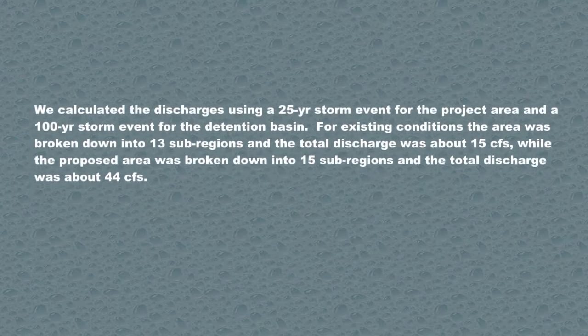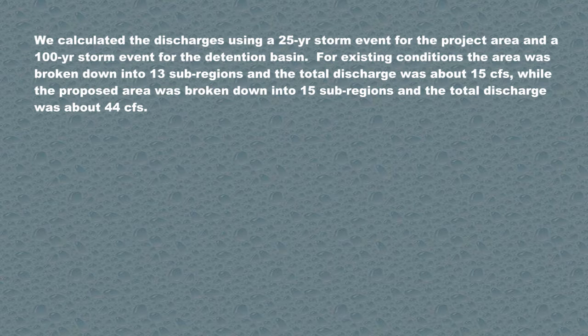We calculated the discharges using a 25-year storm event for the project area and a 100-year storm event for the detention basin. For existing conditions, the area was broken down into 13 subregions, and the total discharge was about 15 CFS, while the proposed area was broken down into 15 subregions, and the total discharge was about 44 CFS.